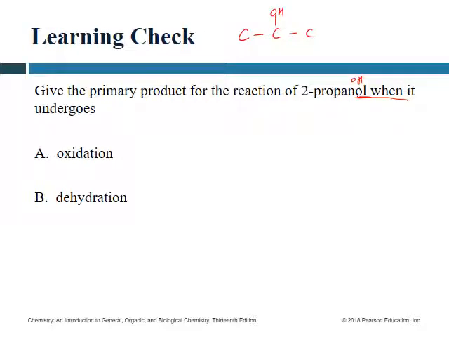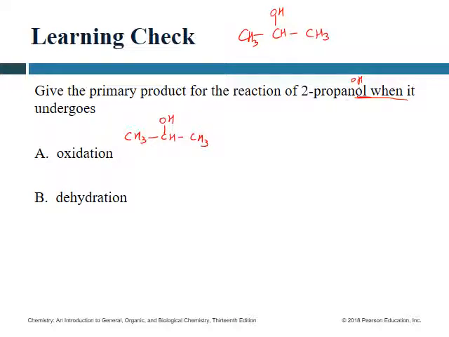So this carbon has 1 bond, so it needs 3 more. This carbon has 3 bonds, it needs 1 more. This carbon has 1 bond, so it needs 3 more. So that is the structure of 2-propanol. Now the question is, what is the oxidation product? So oxidation, again, either we remove hydrogen or we add oxygen. What can we do here?